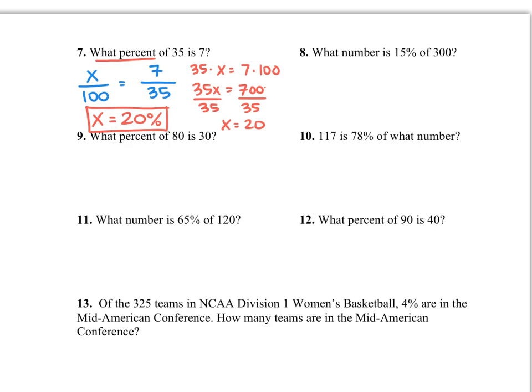Number 8 asks, what number is 15% of 300? So I'm going to set up my proportion. The 15 goes over 100 because that's the percent. It says, what number is 15% of 300? So 300 is my whole. It goes on the bottom. I'm looking for the part, so x goes on the top. I could use cross products, but this is another one where I could say that 100 times 3 is 300. So 15 times 3 means that x equals 45.